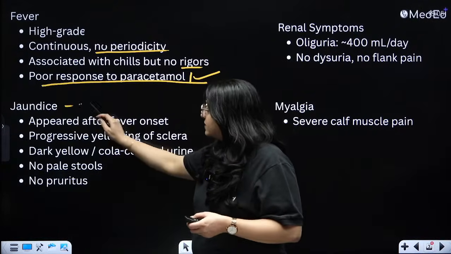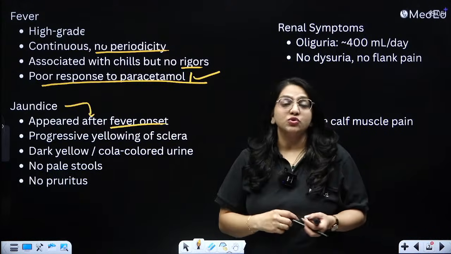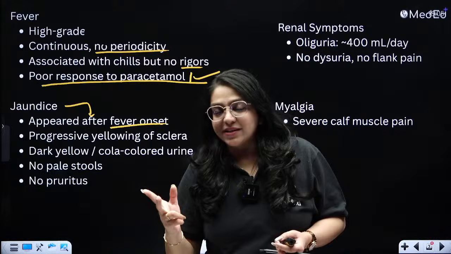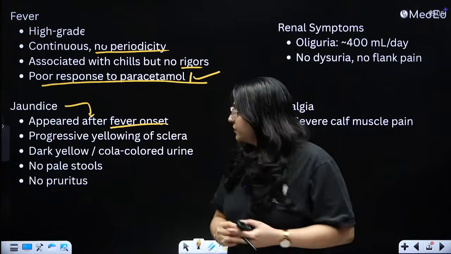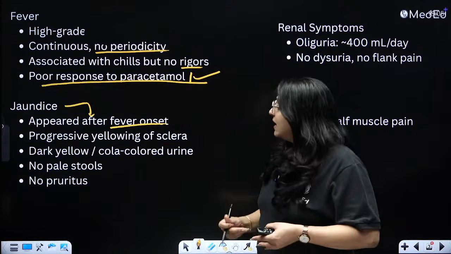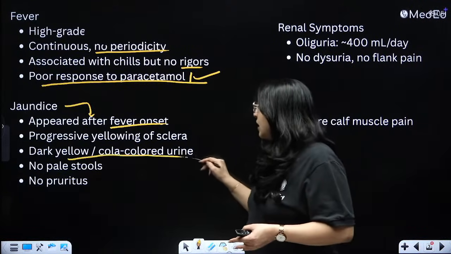Then jaundice appeared after fever onset. So the patient first had fever and then there was jaundice. That is the thing to note here, right? Progressive yellowing of sclera, so it's getting worse with time. There is dark yellow or cola colored urine.